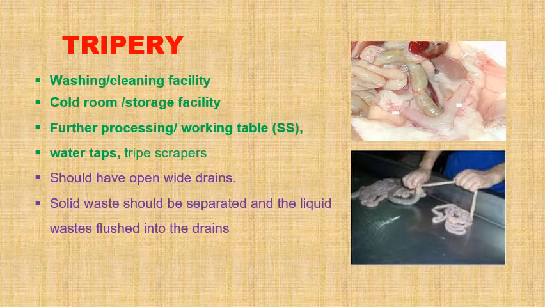Tripery. This is a place for the handling, cleaning and processing of the GI tract. So there should be a washing or cleaning facility, cold room or storage facility, then further processing facilities like stainless steel tables for the cleaning of intestine, for making sausage casings. There should be water taps and scrapers for the processing of intestine, and it should have open wide drains. There should be a facility to separate the solid waste and the liquid waste to flush into the drains.